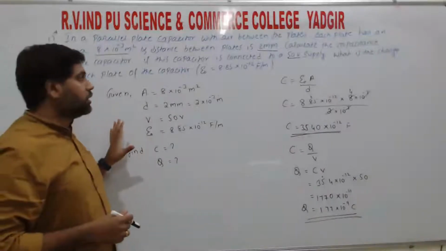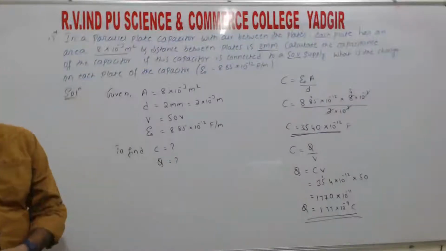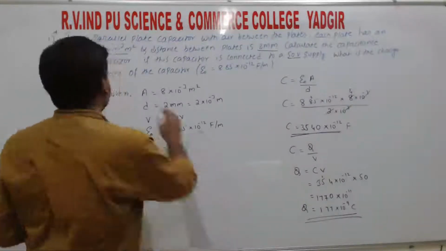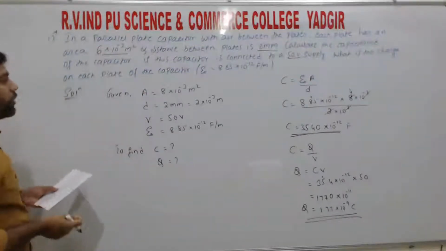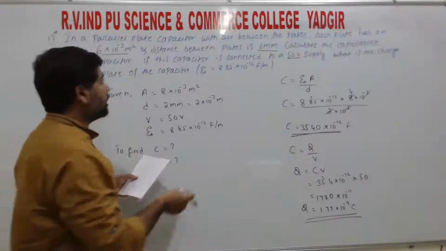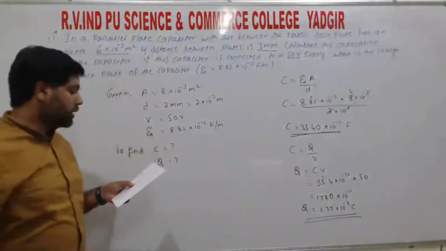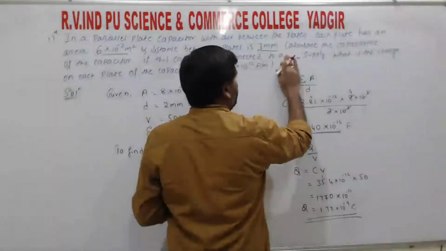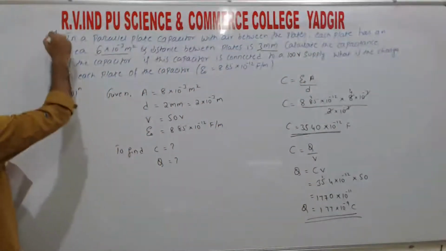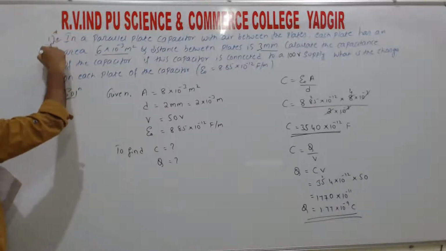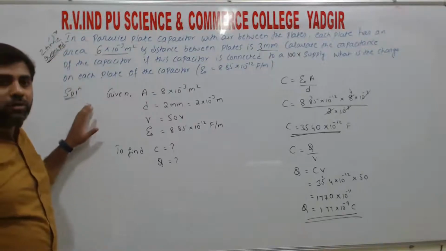So once they asked this, and this year in the supplementary exam also they asked this type of question. So only the values are changing. The area of the plate they have given 6 into 10 to the power of minus 3 meter square, and the distance between the plates 3 millimeter, and the voltage 100 volt, right? So the same question has been repeated two times. In the recent supplementary exam also they asked the same question, right?